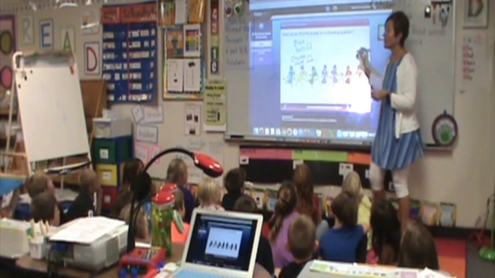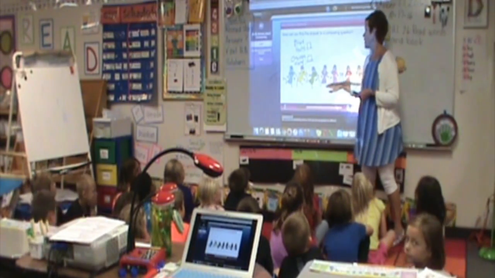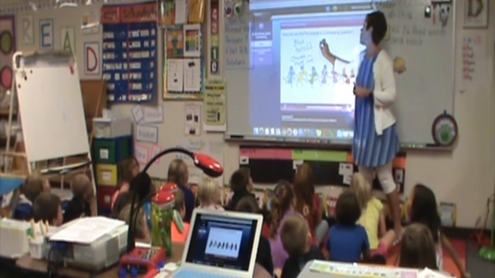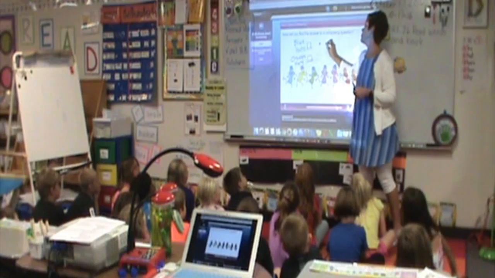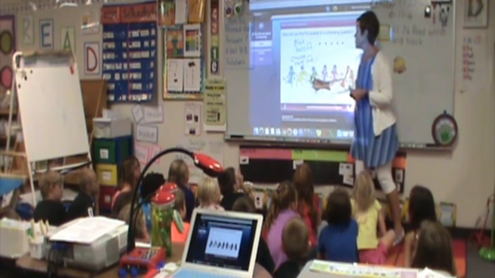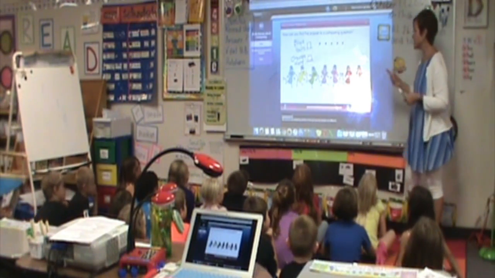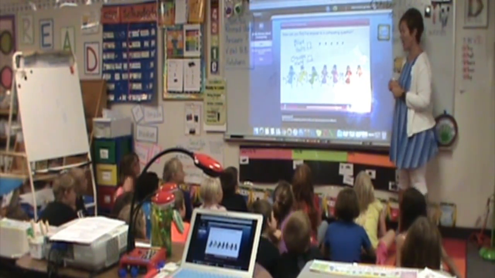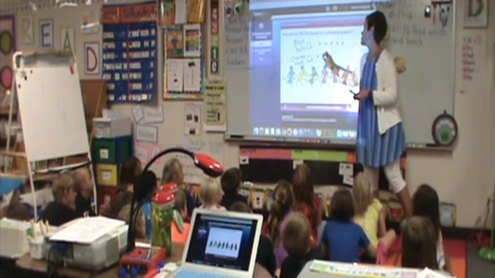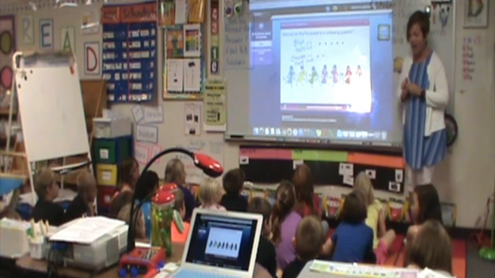Okay, so now I'm going to go back into my problem. I know I have 1, 2, 3, 4, 5 cats with blue polka dot hats. So I'm going to go 1, 2, 3, 4, 5. Next step is now I have to count my cats with orange hats. 1, 2.